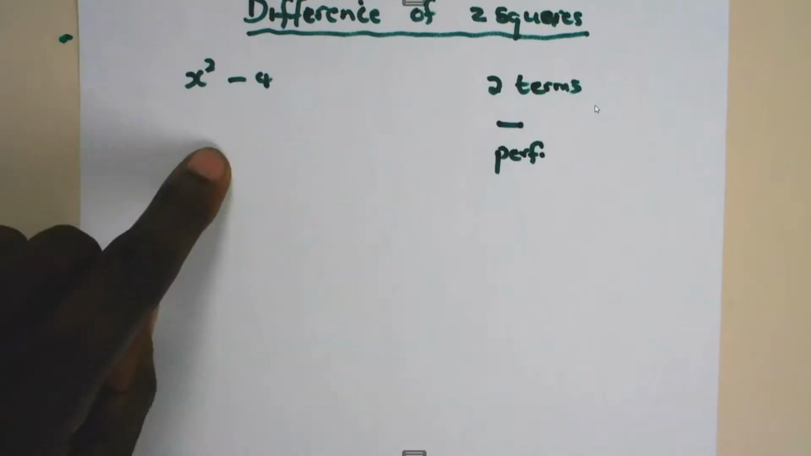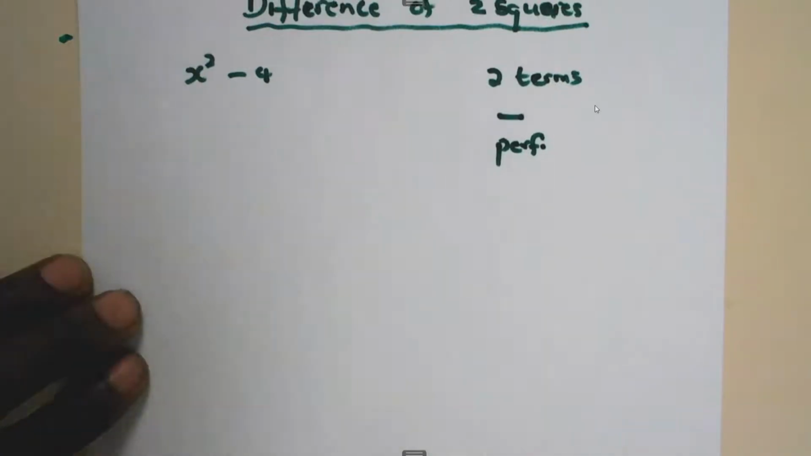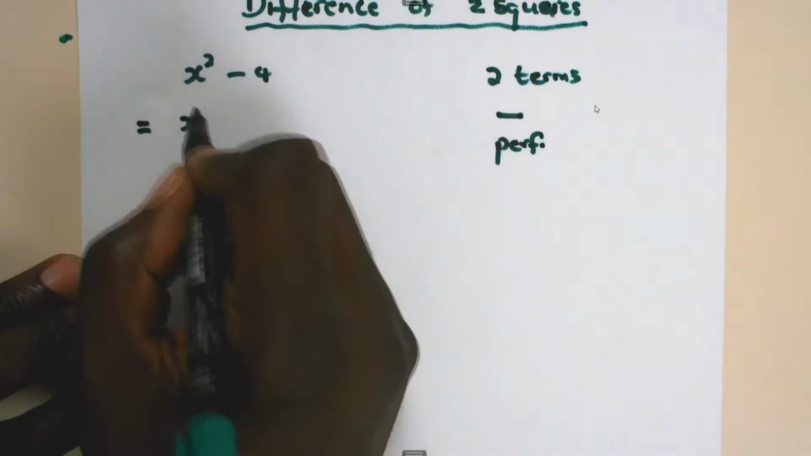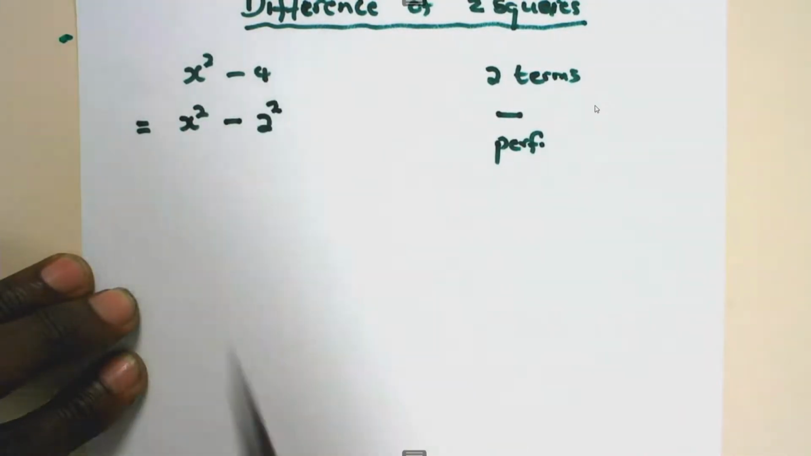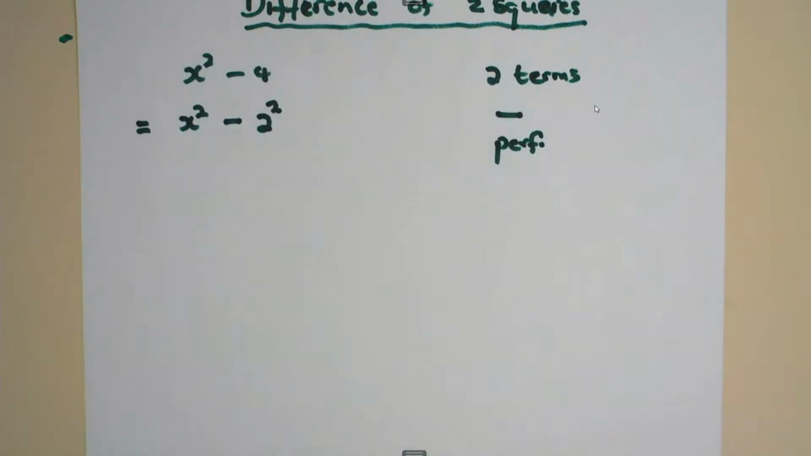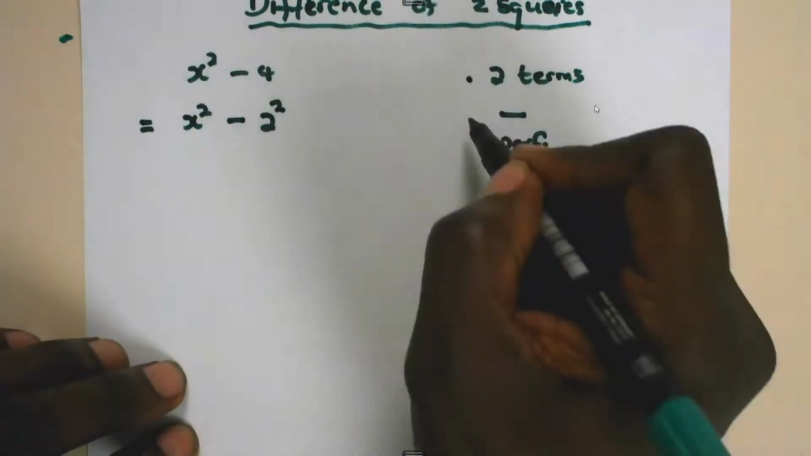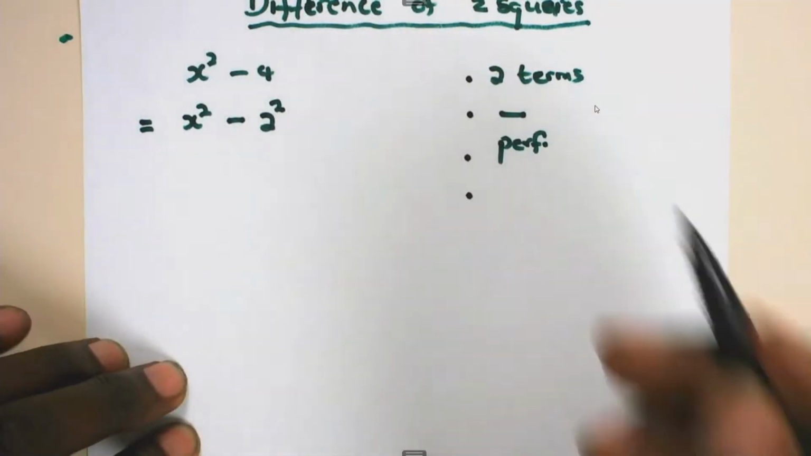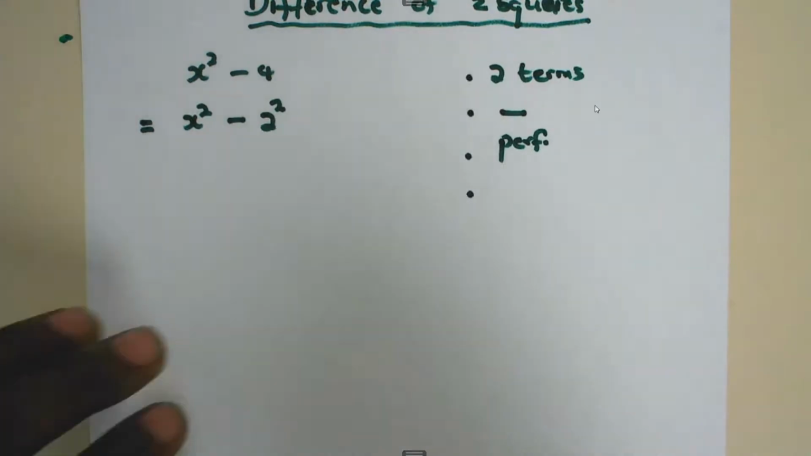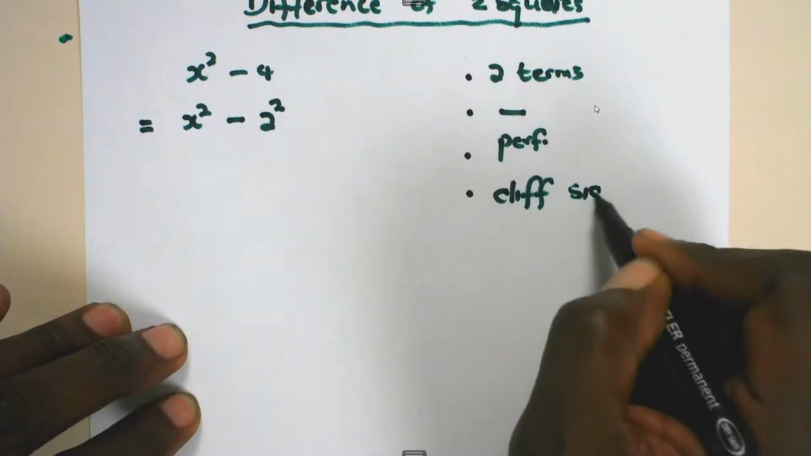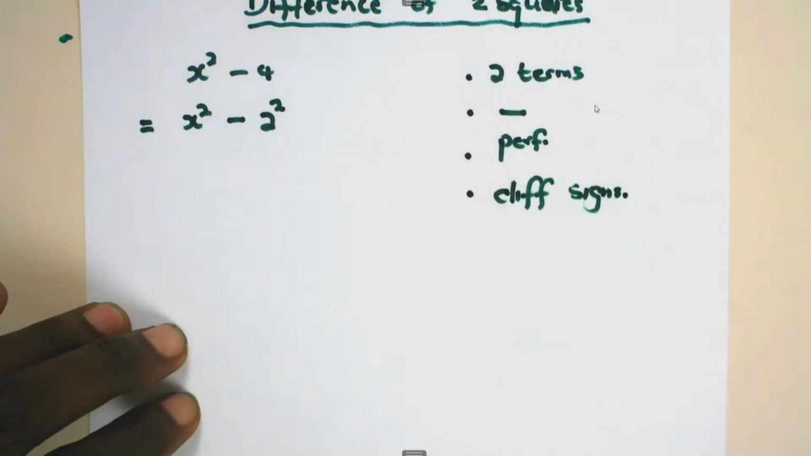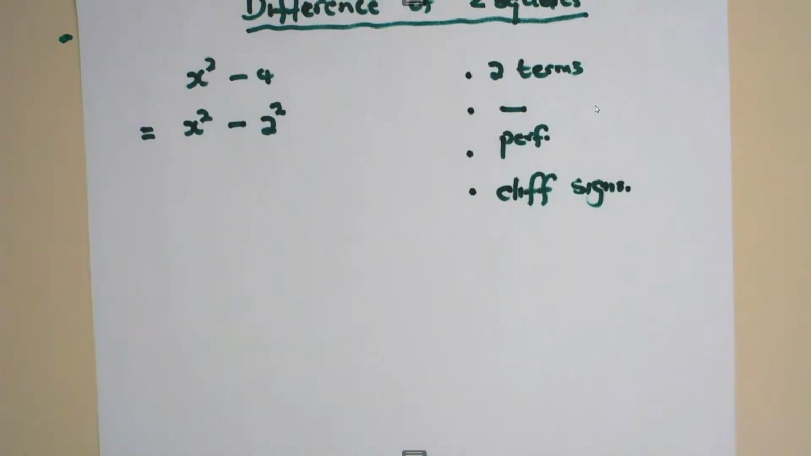And then to get the answer to this, very easy for this one, it is x squared minus 2 to the second power. The fourth one: the signs inside the brackets are different. Always different signs. These are 4 things that you need to remember.